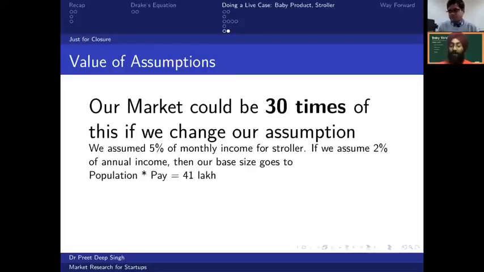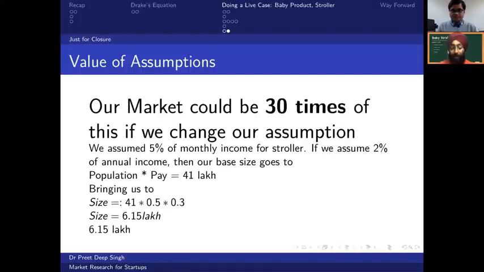If we change that, then our base goes to 41 lakh. There are 41 lakh people who earn enough to spend 2%, that is 25,000, of their annual income on this, right? So with 41 lakh of total people who can pay, we have a market size of 6.5 lakh, right? 6.5 lakh, by the way, is like a big number. 6.5 lakh, or 6.15 lakh, I'm sorry.